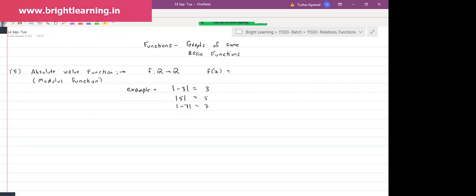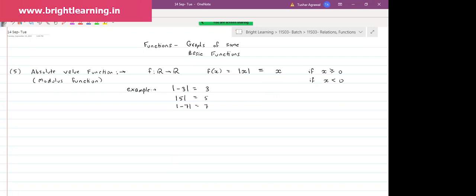This function you already know, so just how to define it. I will define it: f of x is represented by modulus of x. You can read it as mod x or modulus x. And what is the definition? Modulus of x equals x if x is greater than or equal to 0. As you can see, what is the value of mod 5? It is 5 only. But if x is less than 0, then what do you have to do?